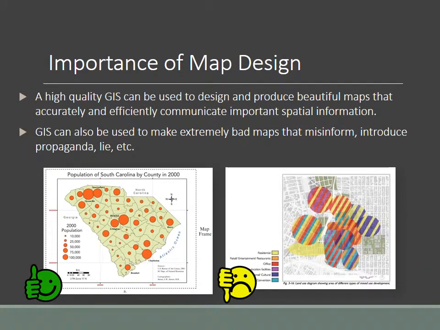A high-quality GIS can be used to design and produce beautiful maps and accurately communicate information. However, GIS can also be used to make extremely bad maps that misinform, introduce propaganda, and even lie. It's very easy for an amateur to make these types of mistakes, and it's important to understand the basics of map design so your final product will efficiently communicate the data to your users.